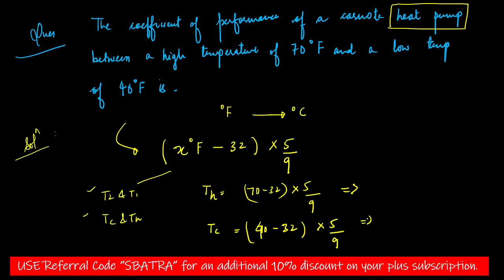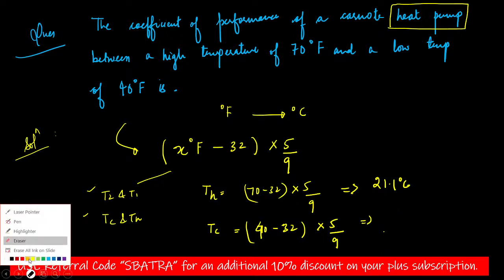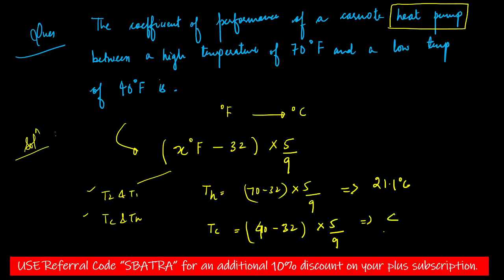What is going to be your T hot value? It is 21.1 degrees Celsius. What about T cold then? T cold would be approximately 4.44 degrees Celsius. So this is your T hot value, this is your T cold value. We'll add 273.15 to convert these values to Kelvins.